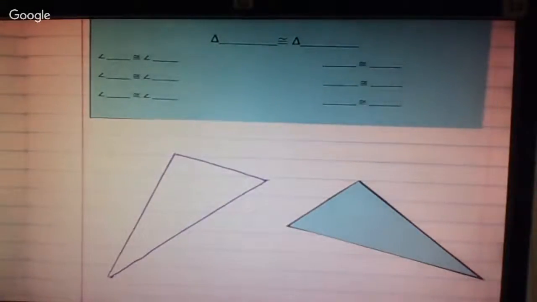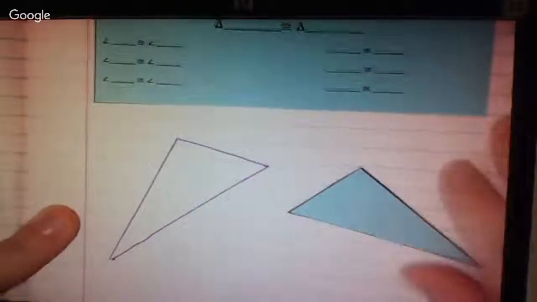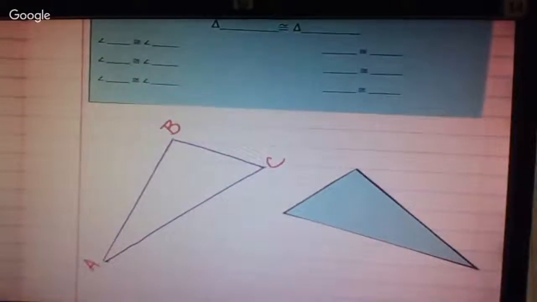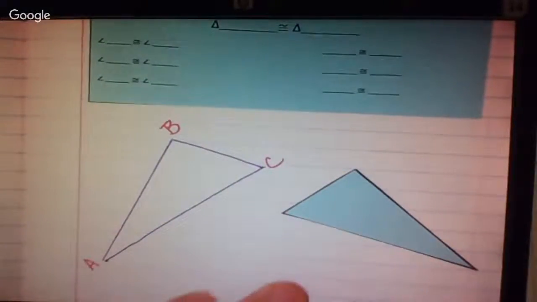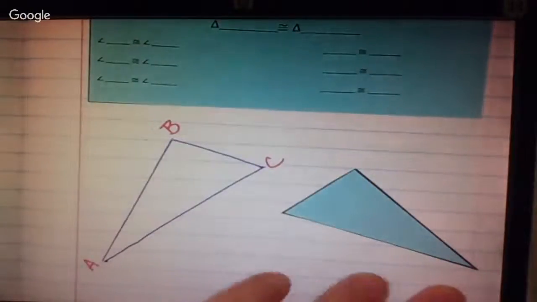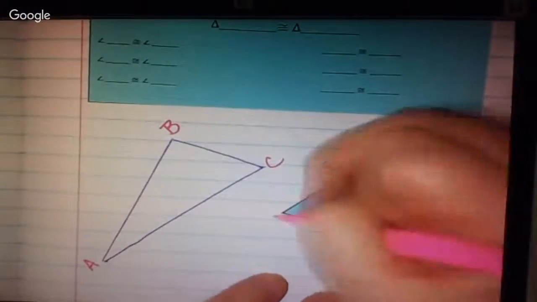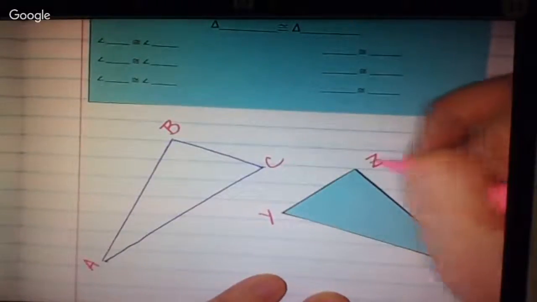Okay. I need to back out of this just a little bit so you can see everything. All right, we can also label congruent sides and congruent angles from a picture. Okay, they're going to use symbols. So let's label this triangle A, B, C. And I'm going to label this one. Let's do X, Y, Z.